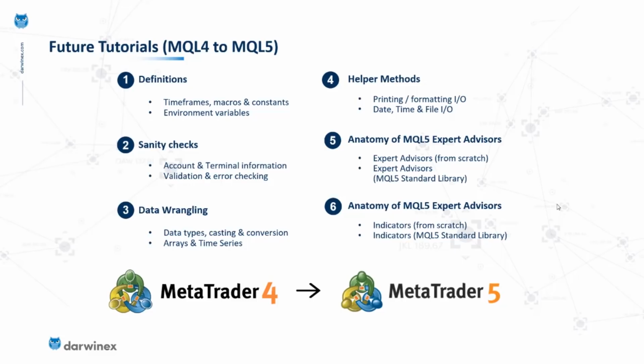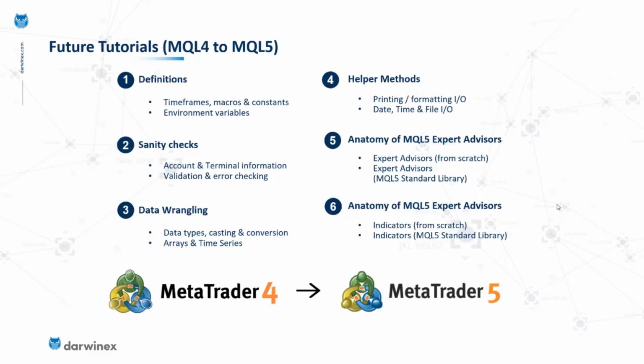We'll be looking at sanity checks in terms of account and terminal information, validation, and error checking. We'll talk a lot about data wrangling and how it differs between MQL4 and MQL5, and how to port any MQL4 code to MQL5 easily using a few best practices that we'll go through in this particular section of tutorials. We'll cover data types, casting and conversion, arrays, and time series methods and functionality. We'll also cover helper methods that include printing and formatting input-output, as well as data, date, time, and file input-output as well.